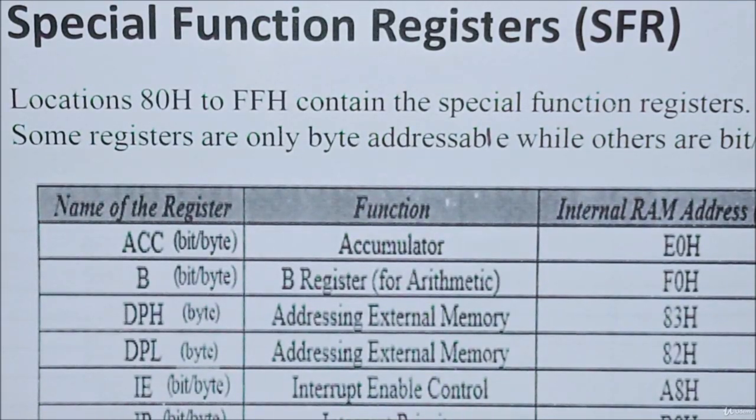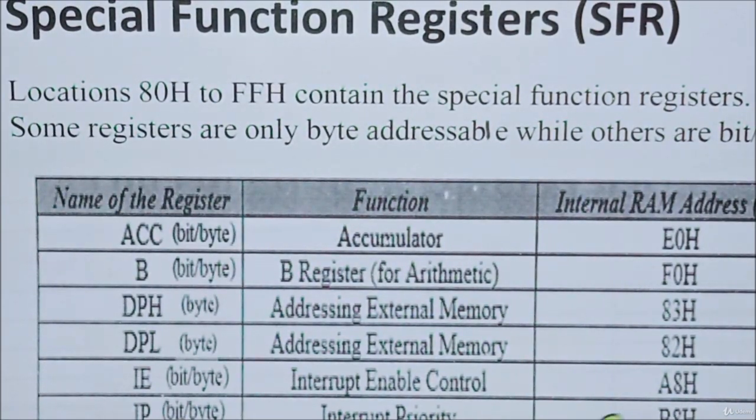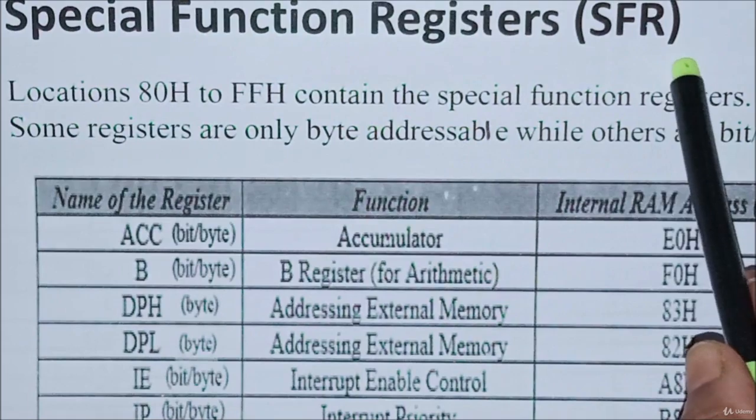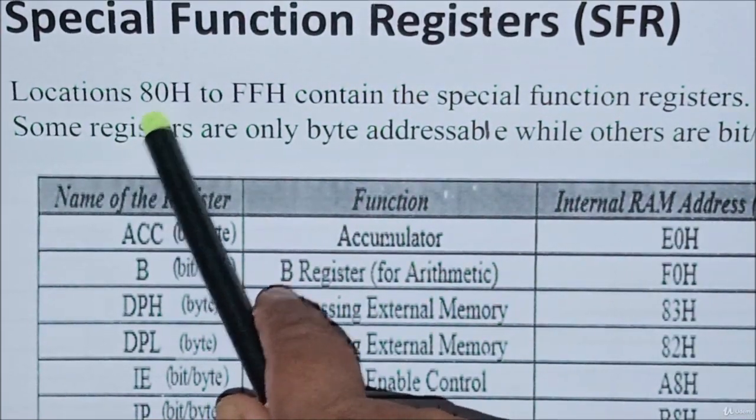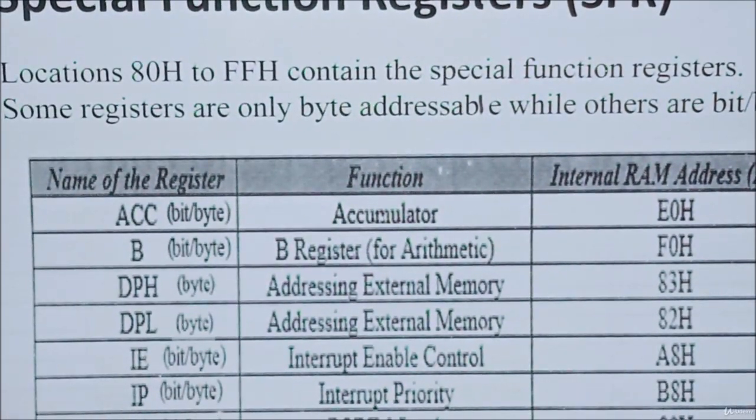Let us understand special function registers of 8051 microcontroller, their addresses, and whether these registers are bit addressable or byte addressable. Now, as we know, this special function register area resides from address 80H to FFH, and a few registers are bit and byte addressable. That means you can read or write a whole byte, or you can read or write a single bit of this register. And if a register is only byte addressable, then you can read or write a whole byte only. You cannot read or write a single bit.